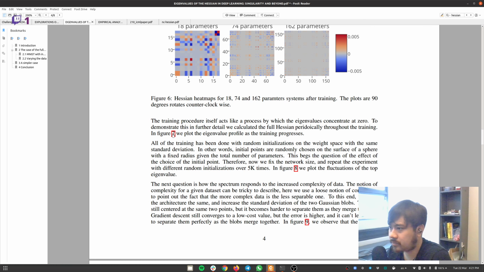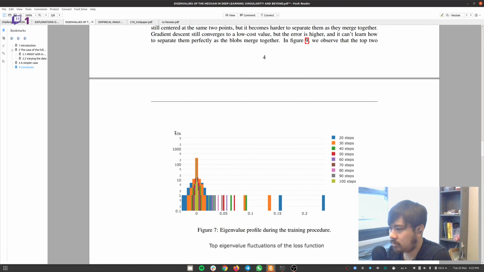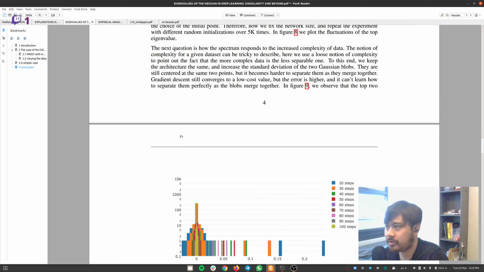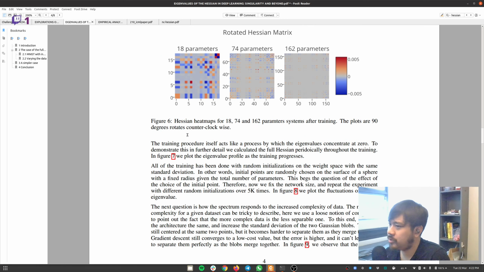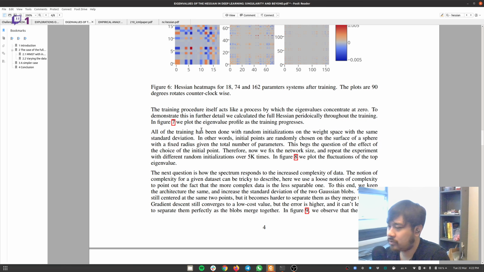Oh, this figure 7 is gonna be cool. Oh. Yo, what is this visualization, by the way? This is so crazy. What am I looking at? Okay, so you go do. Oh, that's actually quite cool. This is a very interesting observation. The training itself acts like a process. All of the training has been done with random initializations on the weight space with the same standard deviation. All initial points are chosen on the surface of a sphere with a fixed radius given the total number of parameters.